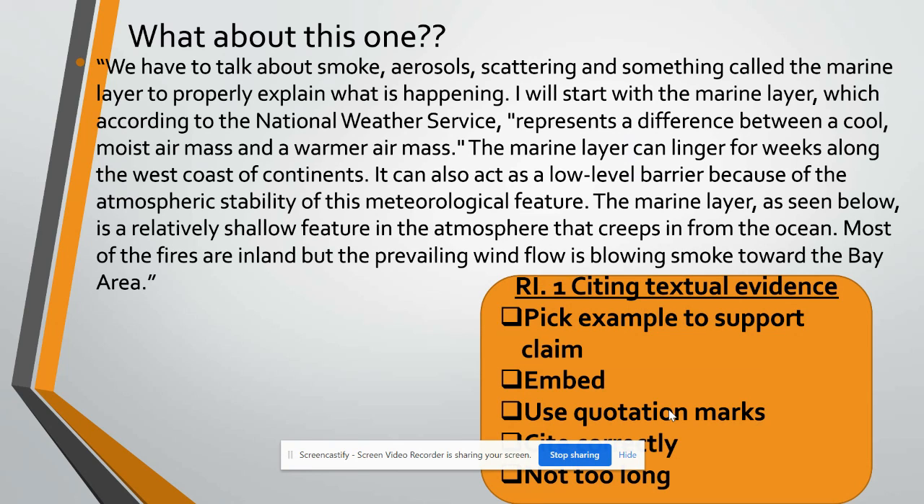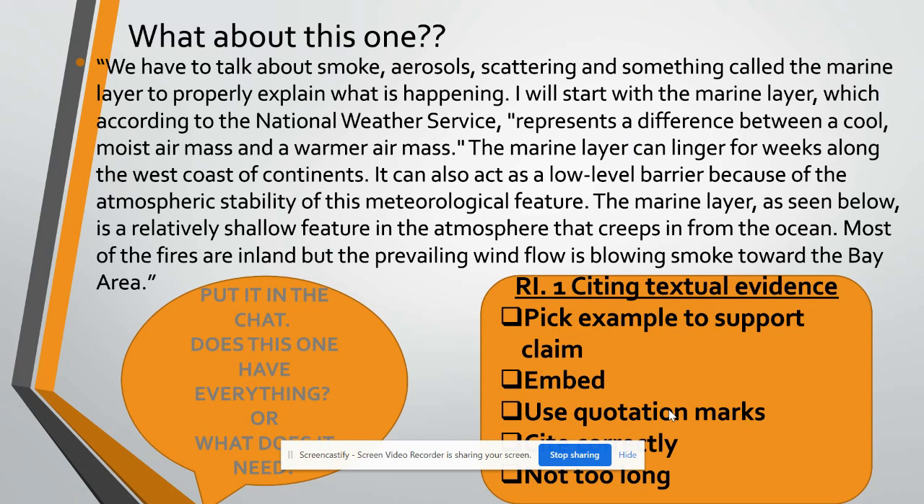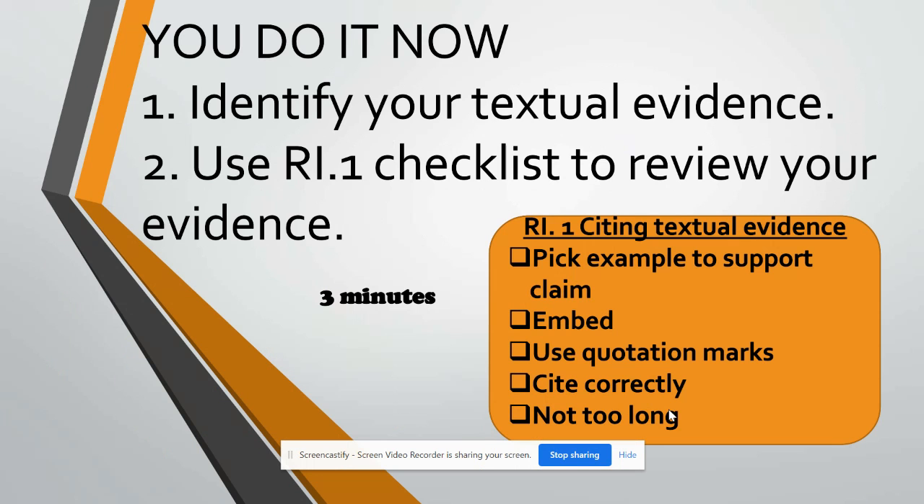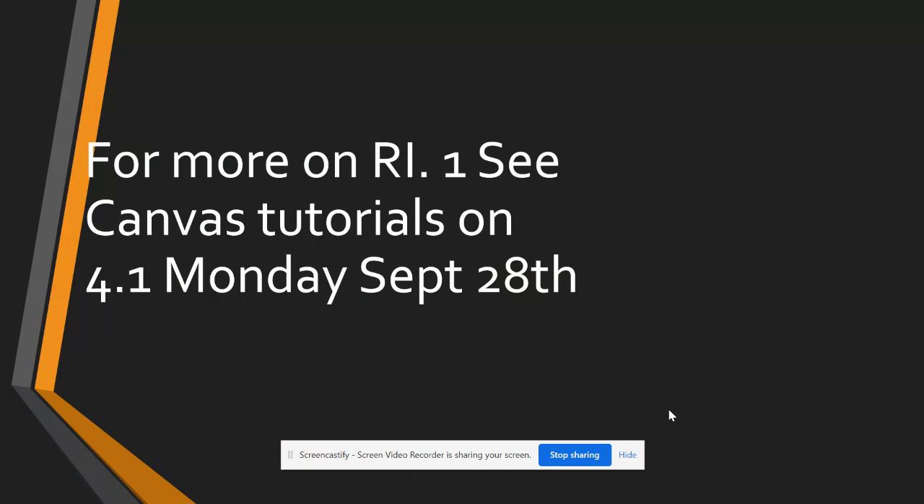Here's the checklist for embedding textual evidence and citing textual evidence. In the chat, does this have everything it needs, or does it need something else? Then you're going to have an opportunity to look at your own textual evidence and use the checklist to review your textual evidence and see what you might need to do to improve your rough draft. There will be additional resources on Canvas for today.